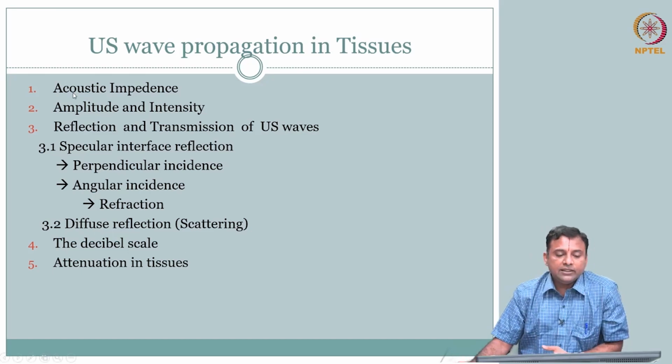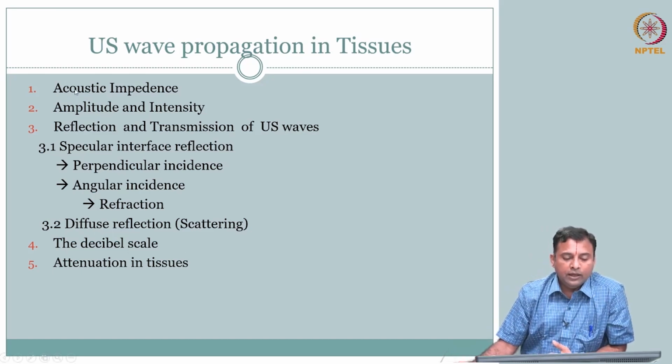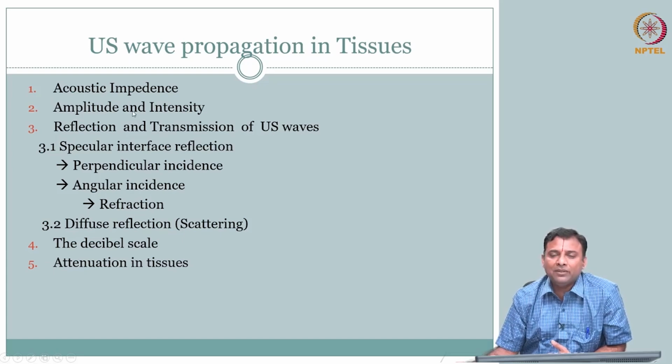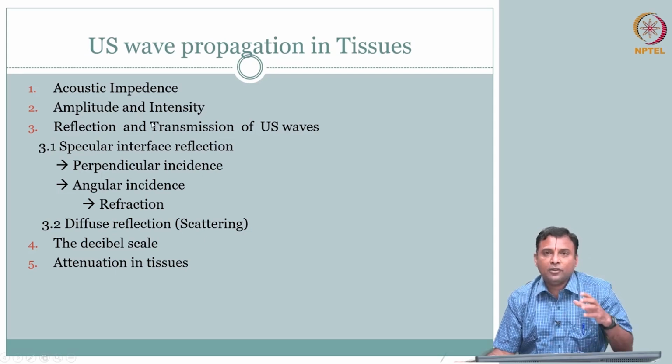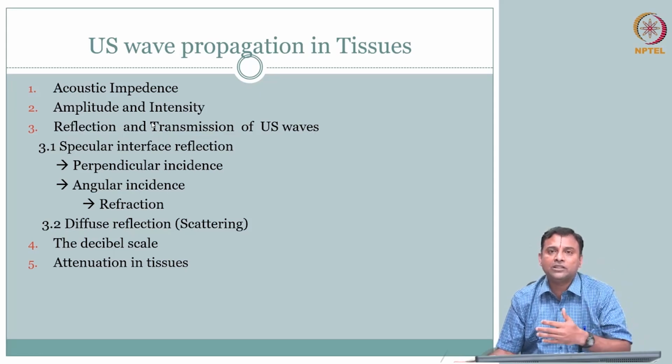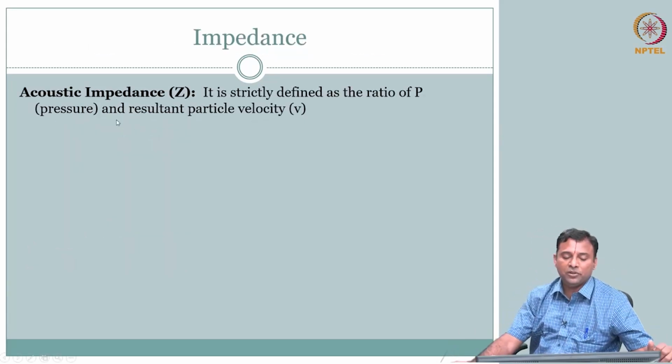So, we will first introduce a couple of terminologies, and then we will talk about the interactions. We will start with the impedance, and then amplitude, intensity. Remember, very similar to how we covered X-ray also. First the flux, photon flux, fluence, intensity, that is how we defined, and then we use that in our interaction. Similar thing we will do here.